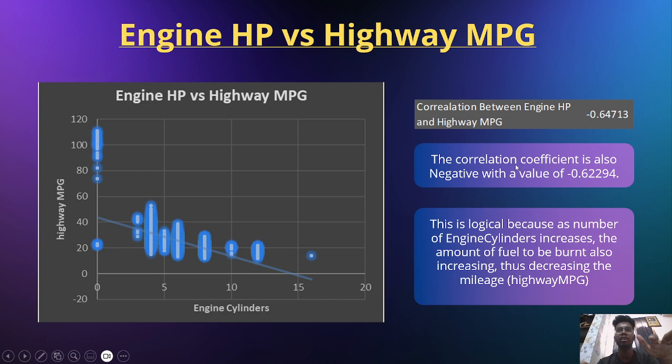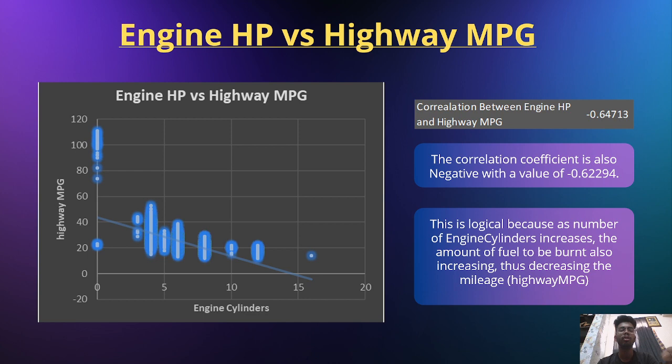You can see that the correlation coefficient is negative, with a value of 0.62294. This is logical, because as the number of engine cylinders increases, the amount of fuel to be burned also increases, thus decreasing the mileage. So if the engine cylinders are at a maximum, then the mileage given by the car will decrease. This is the inference that we get when we compare engine cylinders versus highway MPG.